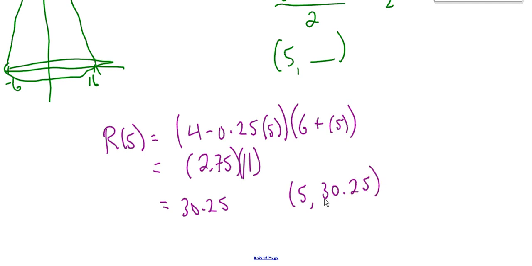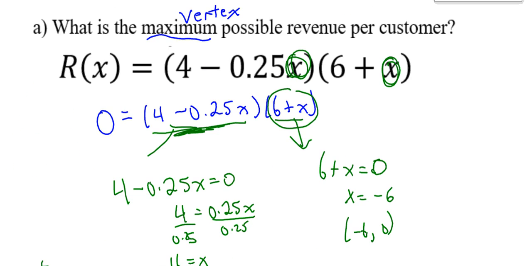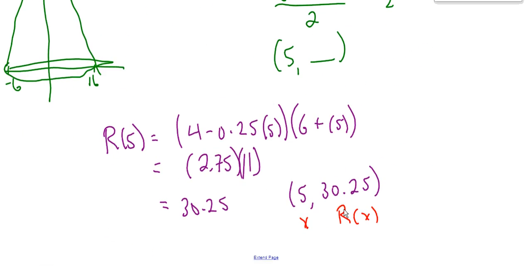And if I now, again, reconnect that back to the equation, this is x, and this is revenue at x. So when the question says, what is the maximum possible revenue? The maximum possible revenue is right here. It's $30.25. That is the most revenue I can make based on the sticker price that we know about.